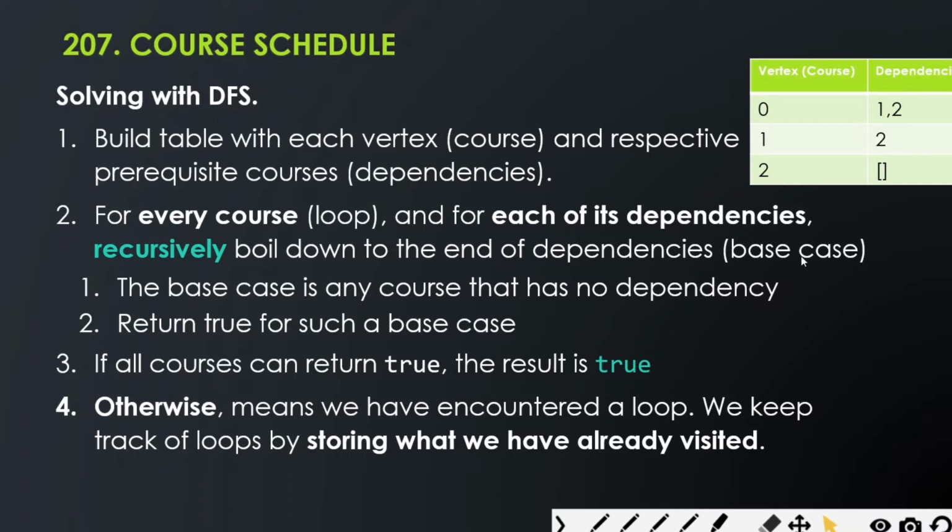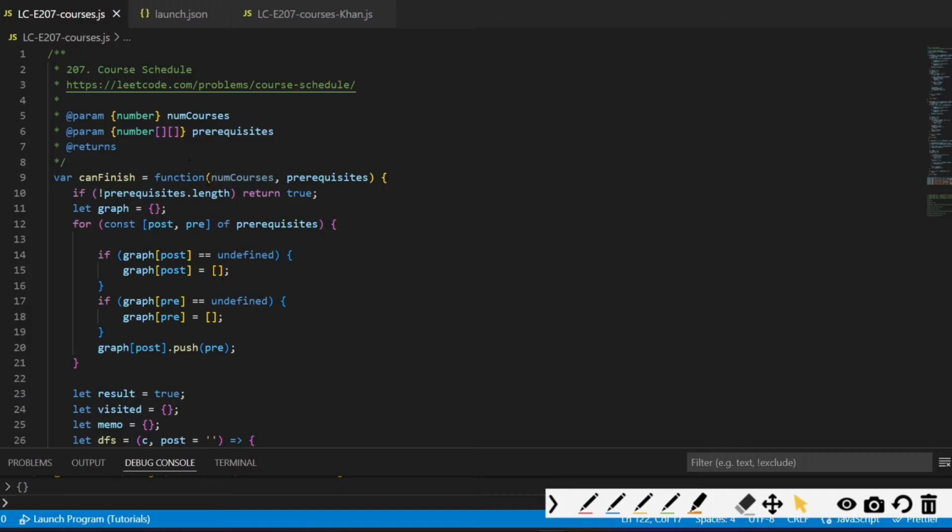be our base case. And the base case is any course that has no dependency right here. And so we return true for such a base case. If all courses can return true, the result is true. Otherwise, it means we have encountered a loop. We keep track of loops by storing what we have already visited.